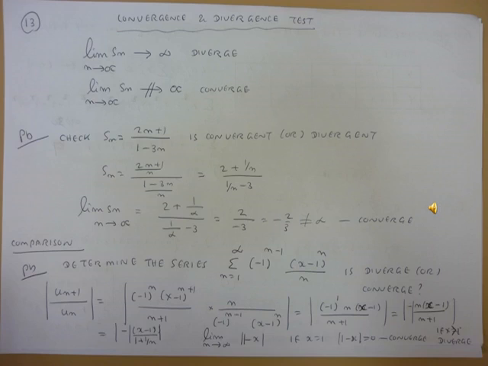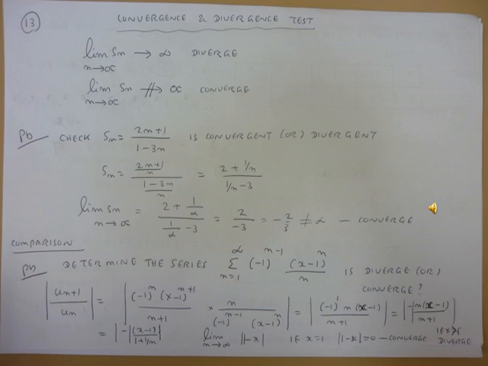Now we substitute n approaching infinity. At the place of n, we substitute infinity. The numerator is 2 plus 1 divided by infinity, and the denominator is 1 divided by infinity minus 3. 1 divided by infinity approaches 0. So 2 plus 0 is equal to 2, and in the denominator, 0 minus 3 is equal to minus 3. Therefore the limit is minus 2 by 3, which does not equal infinity. So we can remark that this series is a convergent series.